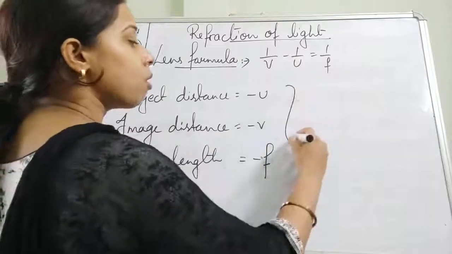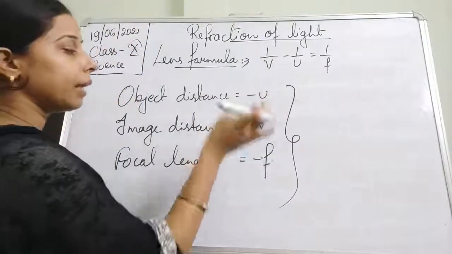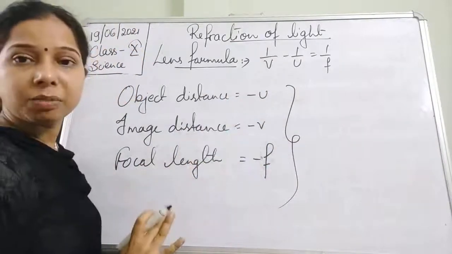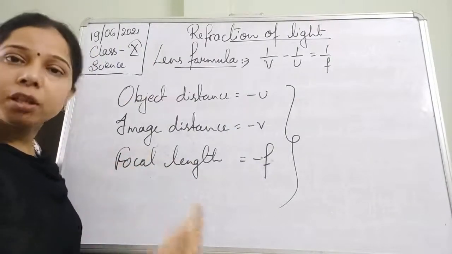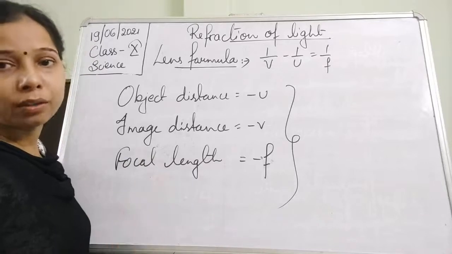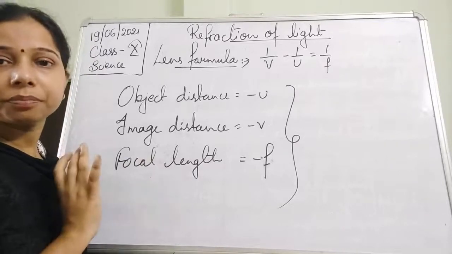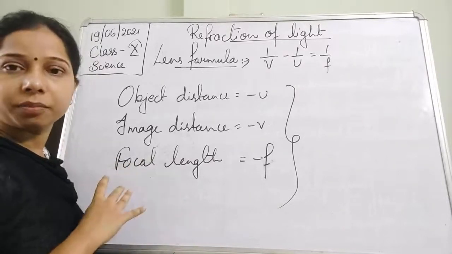So in the case of a concave lens, u will be negative, v will be negative, and f will always be negative. The reason is, students, that the object is kept at the left side, the image is formed at the left side, and the focal length is also at the left side. It is also measured from the left side.